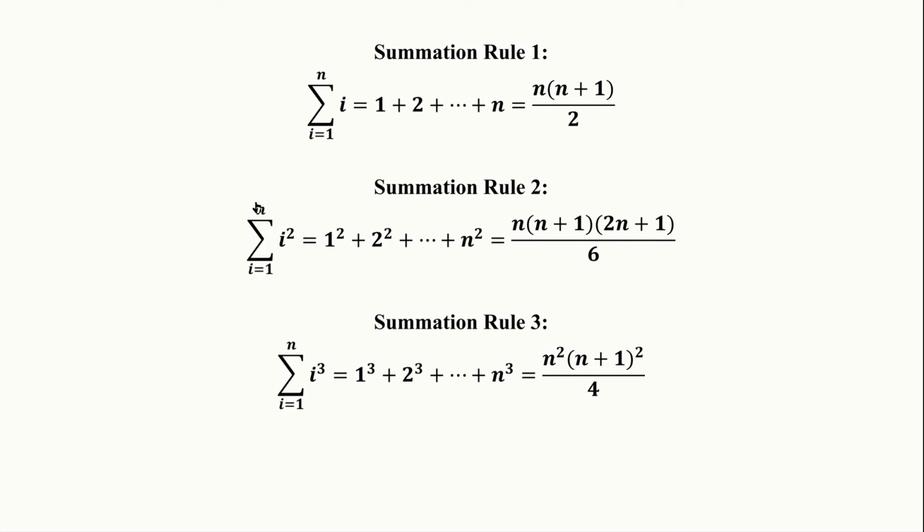The sum from i equals 1 to n of i squared means 1 squared plus 2 squared plus etc., all the way up to n squared. So the sum of the first n square natural numbers, basically, right? That turns out to be n times n plus 1 times 2n plus 1 over 6. And for i cubed, which is basically 1 cubed plus 2 cubed, so the sum of the first n perfect cubes, that turns out to be n squared times quantity n plus 1 squared over 4.